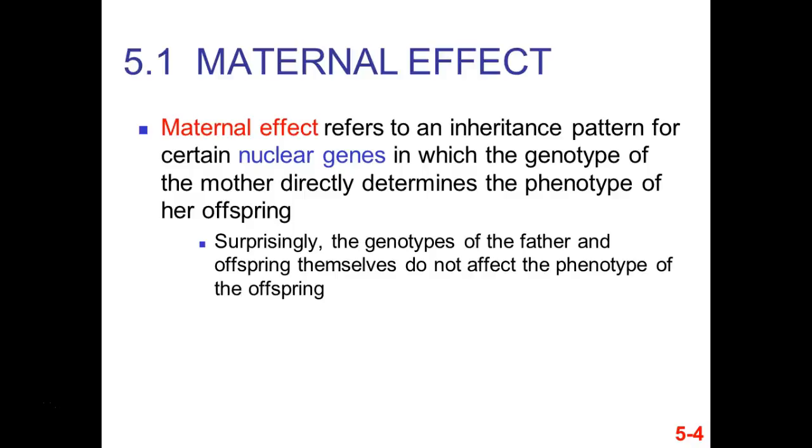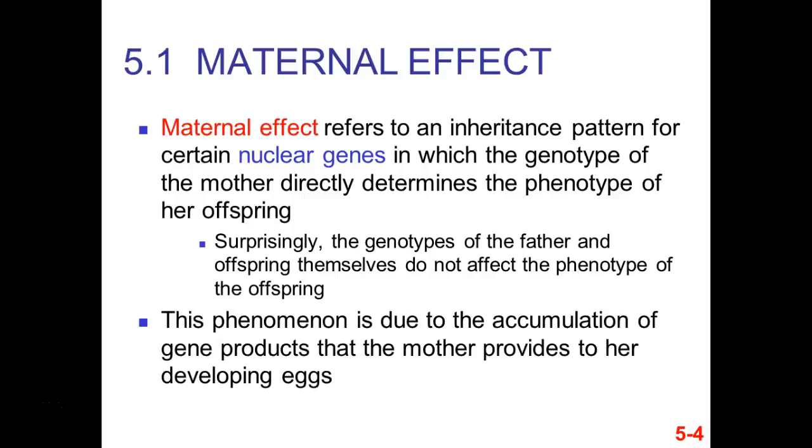Okay, so the genotypes of the father, as I said, and the offspring themselves do not affect the phenotype of the offspring. And again, this is an accumulation because mom made all this stuff ahead of time, right? So that's why what the baby is doesn't factor in. What dad is doesn't factor in because he hasn't arrived yet on the scene, right? Mom made this ahead of time for the baby. So that's why it's her genotype and her genotype only that determines the phenotype of this particular characteristic that has maternal effect.